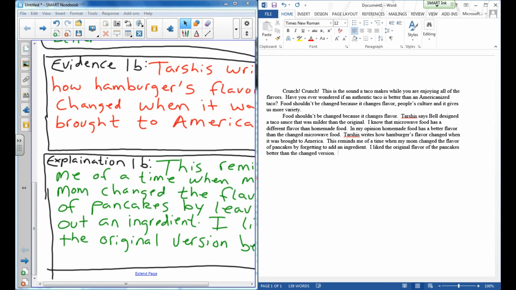Okay, body paragraph 1 is finished. Next thing I do is I go to body paragraph 2 in our graphic organizer, and you'd follow the same steps.